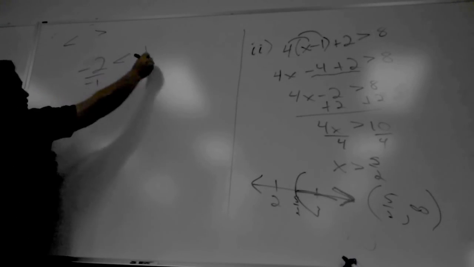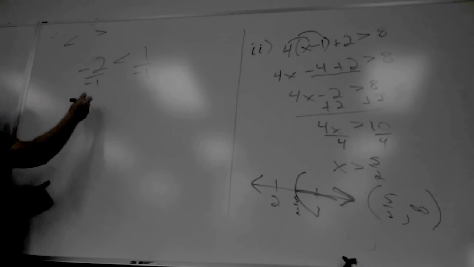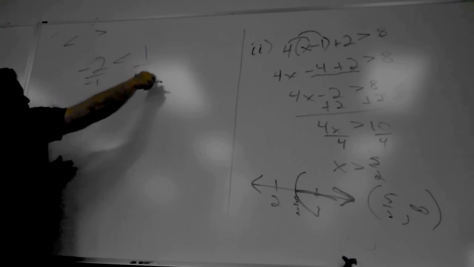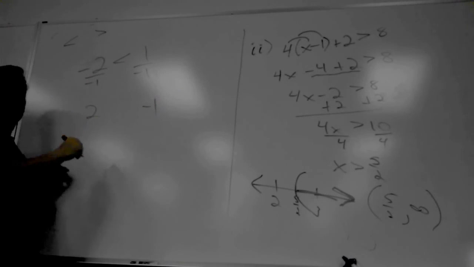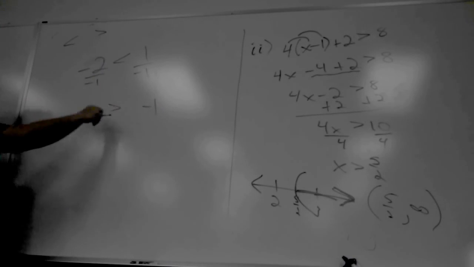Not just because I'm the teacher. You guys can too. So if I divide both sides by -1, what does this become? What does this become? And what does this become? Which one's bigger now? What did the sign do?